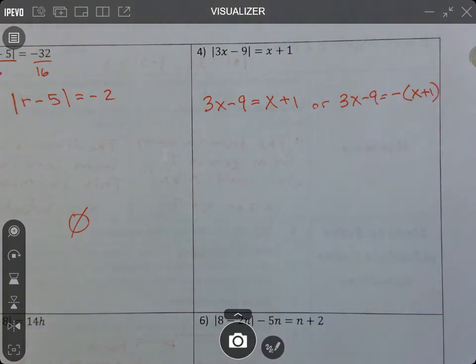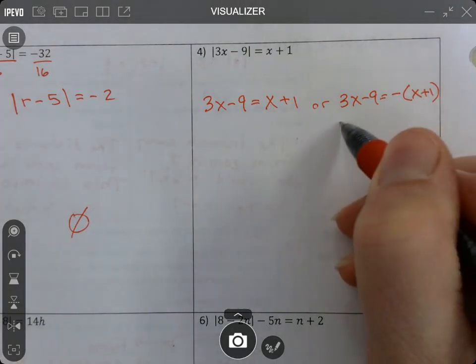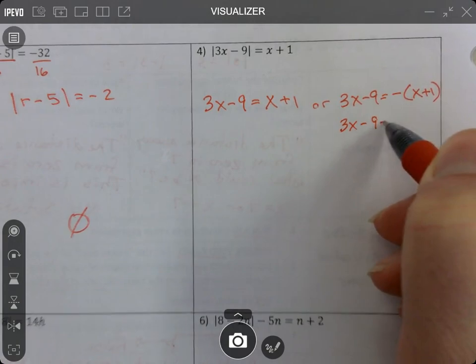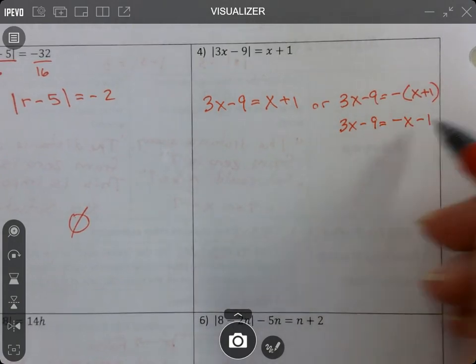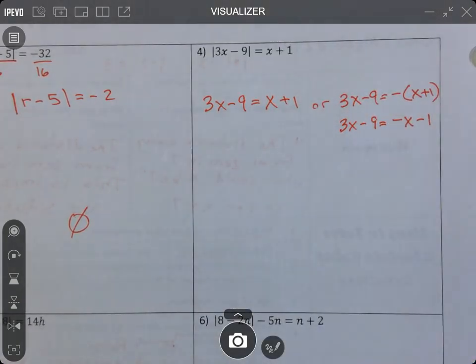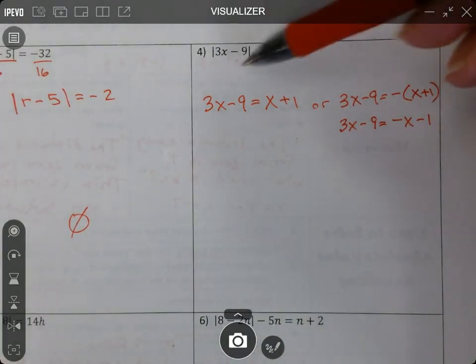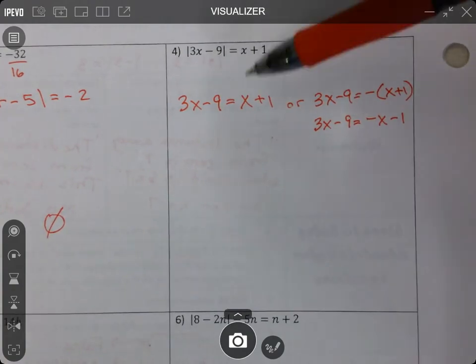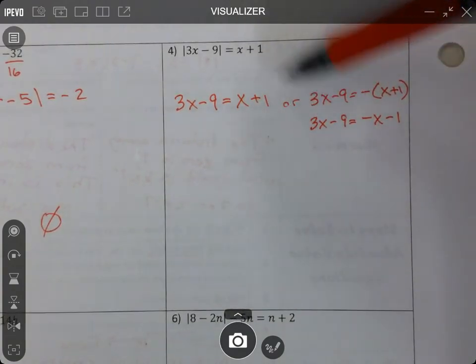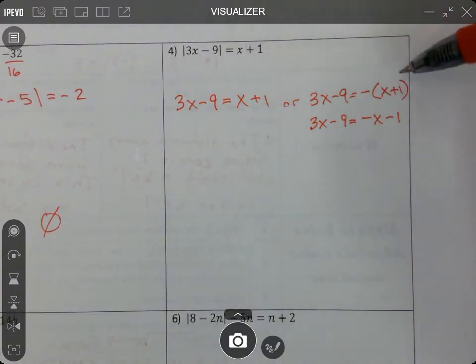Because when I say the opposite, it's not just negative x. It should be what? Negative x minus 1. So we're not ever changing what's inside the absolute value. That we're stuck with. But the answer, the positive version of the answer is leave the signs alone. The negative version is distribute it. Okay? I want to throw one more thing out there.